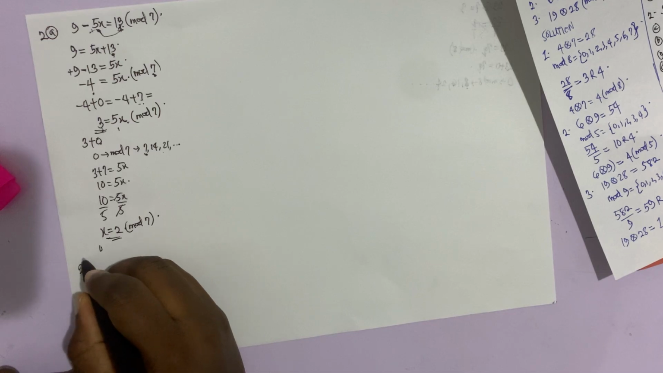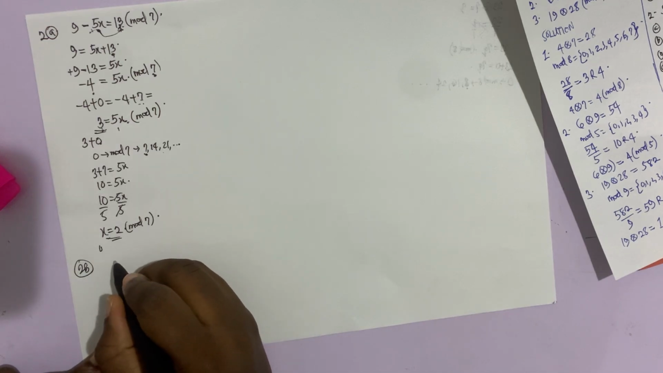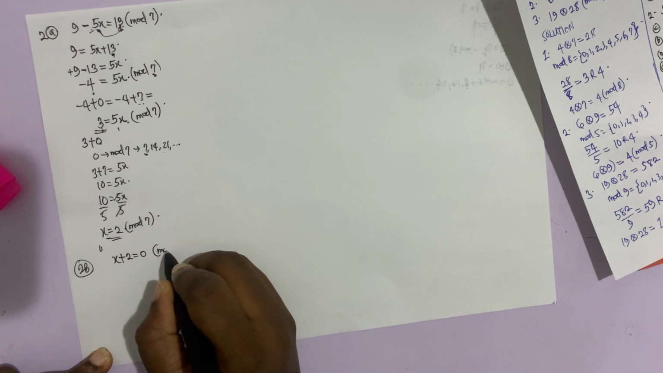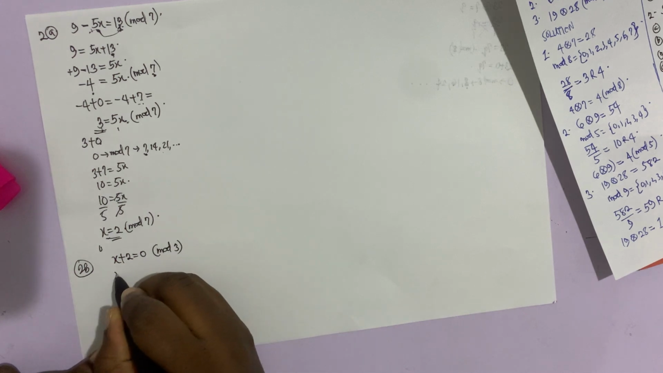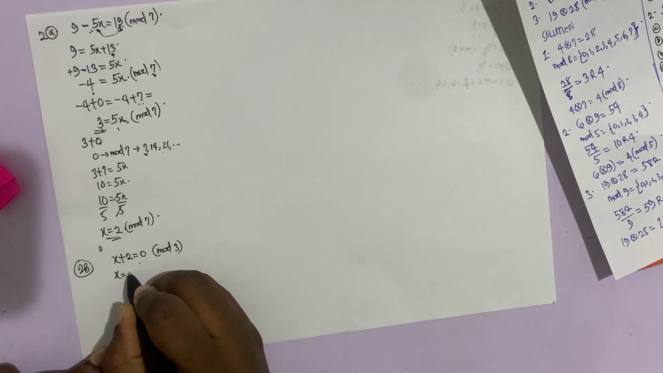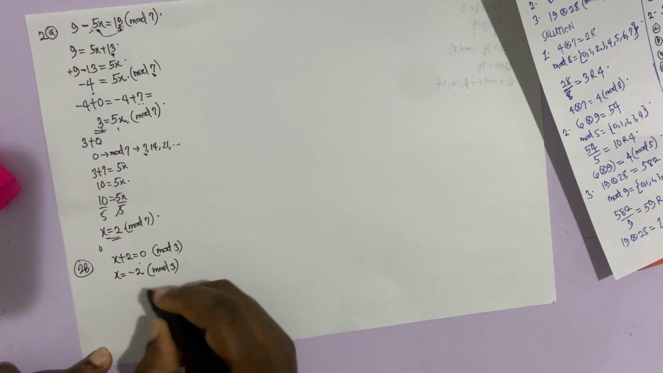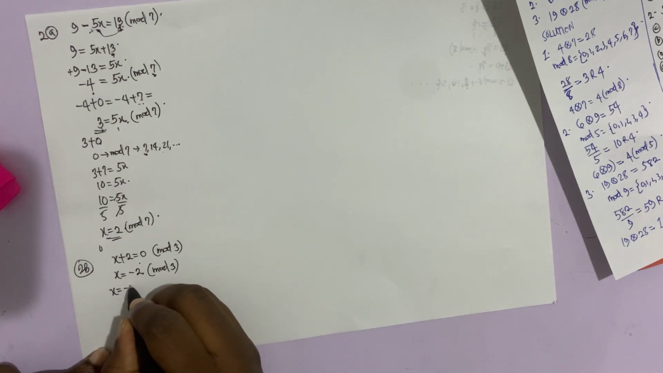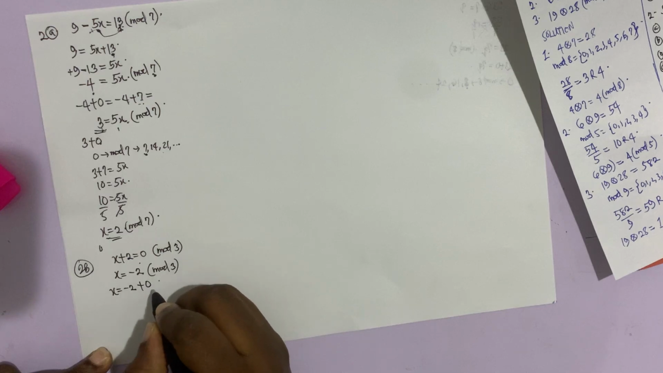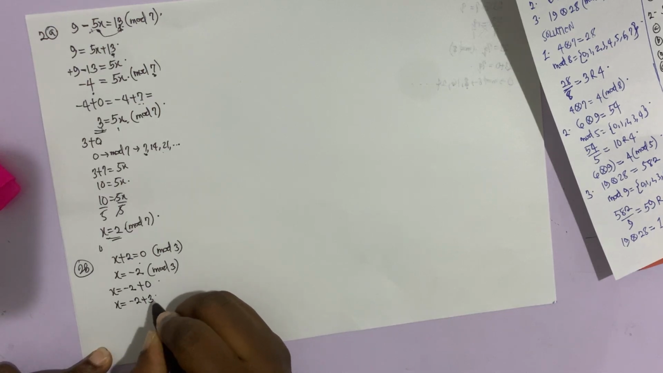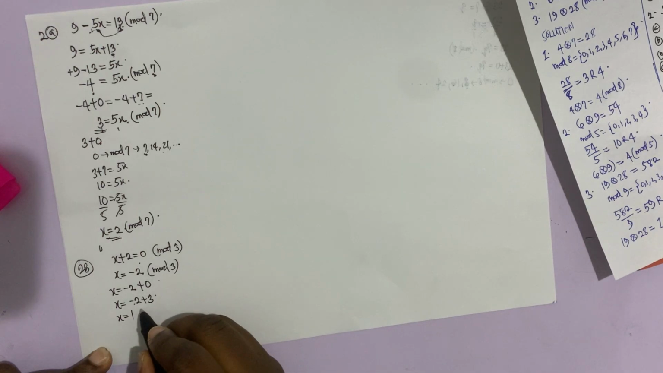In 2b, we have x plus 2 is equal to 0 in modulo 3. So x is equal to, when plus 2 comes out, it becomes minus 2. In modulo 3, to change this minus, just add 0. 0 in modulo 3 are multiples of 3. So let's pick the first smallest one to make this positive. Minus 3 plus 2 gives us 1. So x is 1 in modulo 3.